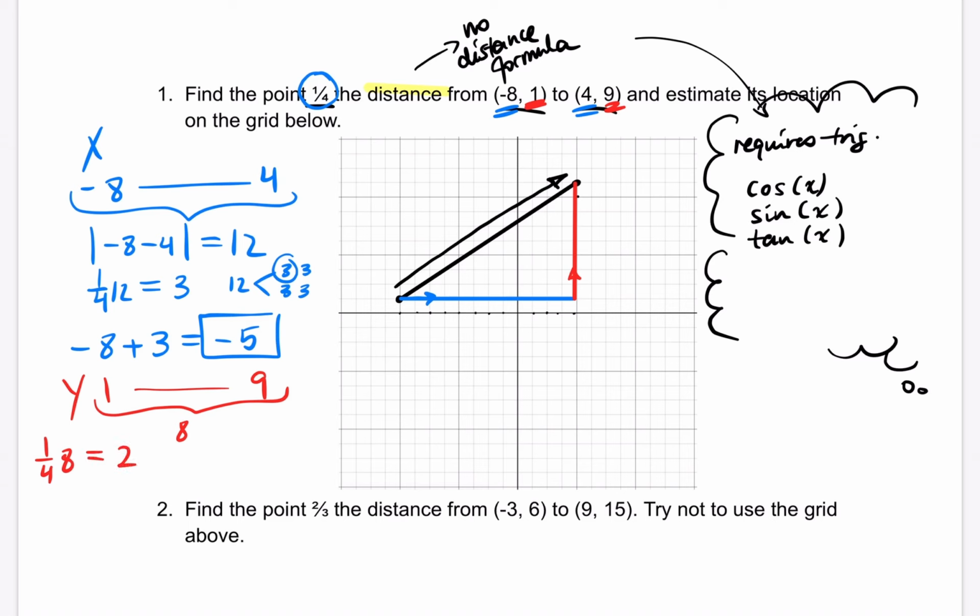Oh, sorry, I just slapped the microphone. Then we're going to move from 1 plus 2 towards, excuse me, sorry. I'm starting at 1, moving towards 9. That's plus 2 equals 3. There's my y coordinate, okay? And that's all I need to know.